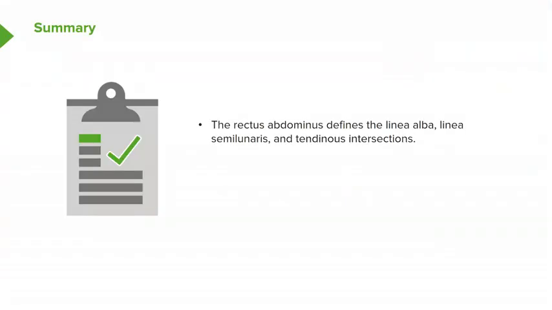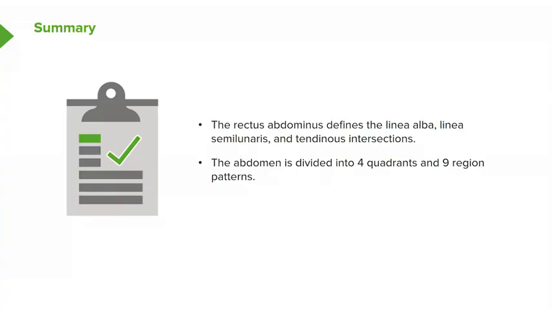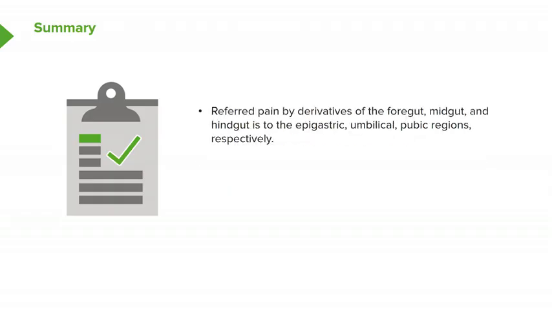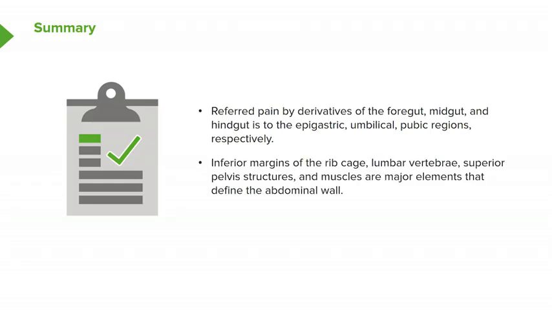This now brings us to the summary slide where we can identify the key take-home messages. First, the rectus abdominis defines the linea alba, linea semilunaris, and the tendinous intersections. The abdomen is divided into a 4-quadrant and a 9-region pattern. Referred pain by derivatives of the foregut, midgut, and hindgut is to the epigastric, umbilical, and pubic regions, respectively.